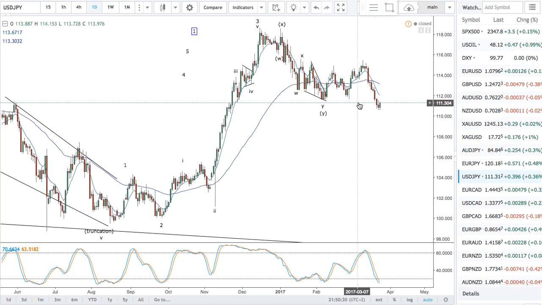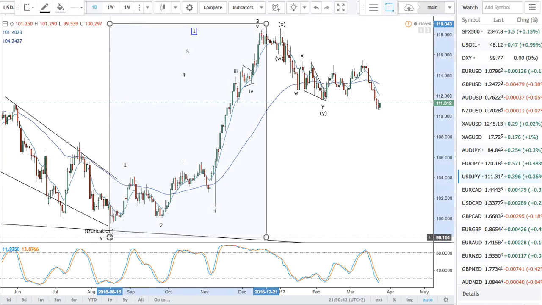Now the question is going to be what type of move that is. Is that really wave 4 to follow, and then we come to a new high? Or is this somehow already a 5-wave sequence, and this is just a correction of that, and then we have another big move to come above 118?